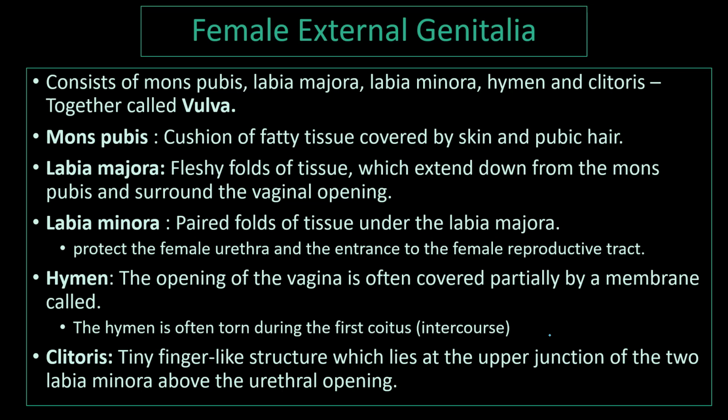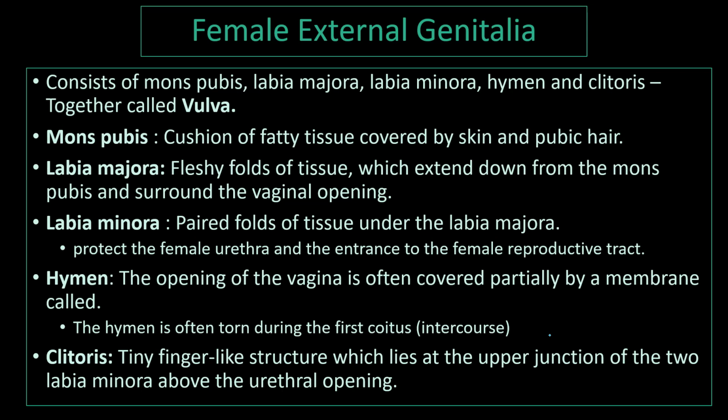The mons pubis is a cushion of fat tissue covered by skin and the pubic hair, an outer structure. Labia majora is the fleshy folds of tissue which extends from the mons pubis and surrounds the vaginal opening. Now the labia minora is a paired fold of tissue under the labia majora. So you're coming from outside towards the inside, remember that. It protects the female urethra and the entrance of the female reproductive tract, that is the labia minora.